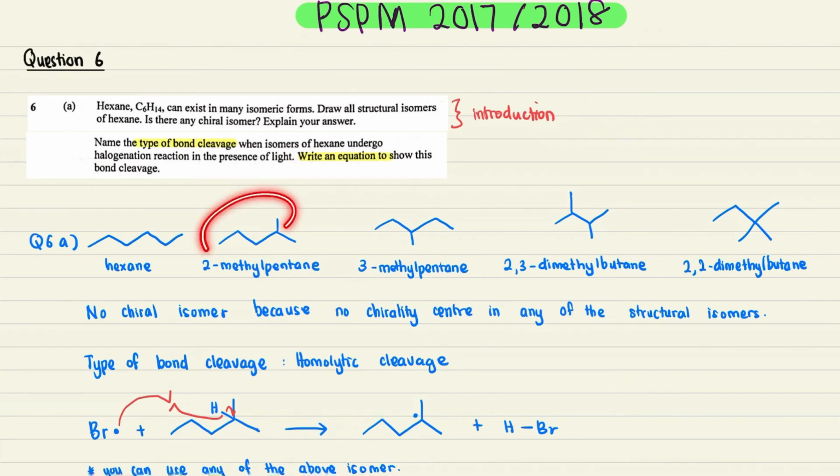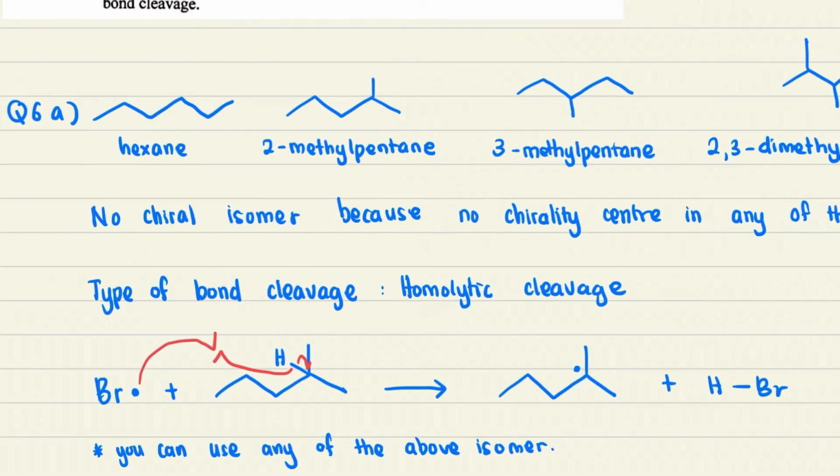For example, saya guna isomer ni. Okay, and then saya buatlah equation. So saya punya radical akan form dekat sini. So what happen here adalah this Br radical and hydrogen bring dia punya 1 electron. So they will form a bond. Okay, and then this elektron yang satu lagi bagi dekat this carbon. So that's why carbon ni ada radical dekat sini.